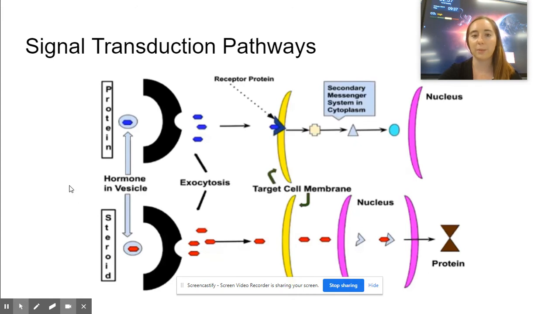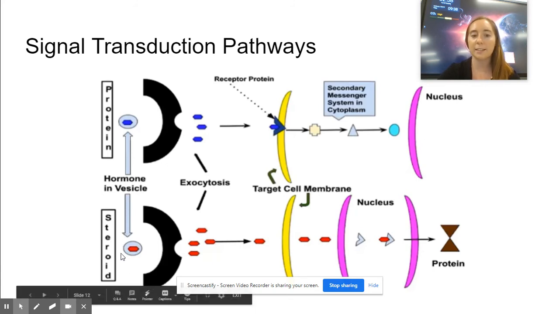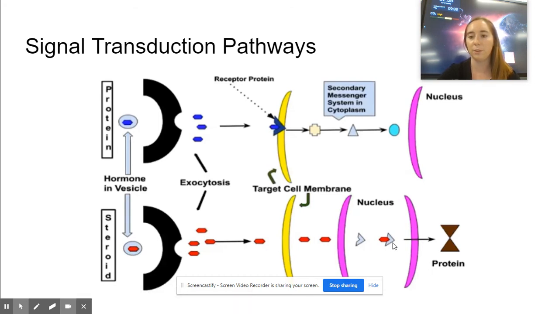Signal transduction pathways look different if it's a protein or a steroid. With a protein, the protein is going to bind to the receptor protein here, which then has secondary messengers in the cytoplasm that are able to move on to the nucleus. It is different for a steroid. A steroid can actually move right through the target cell membrane, go right into the nucleus, and end up as a protein in the end.